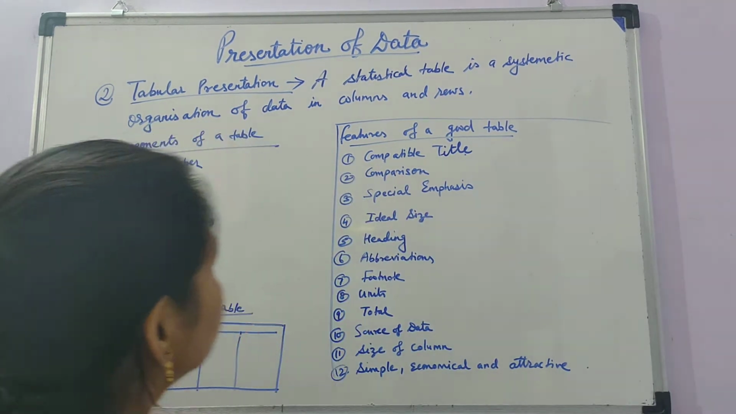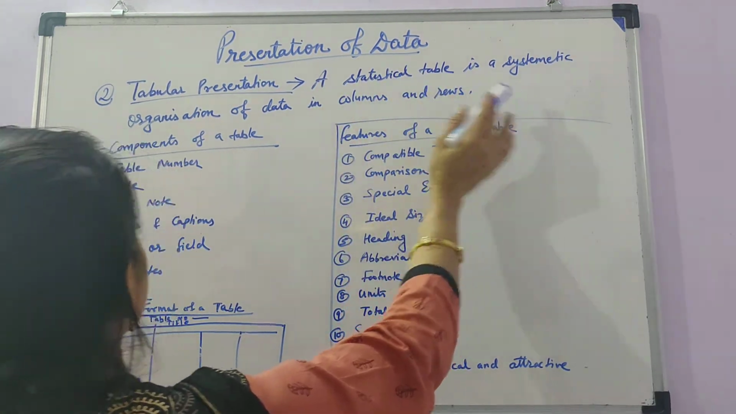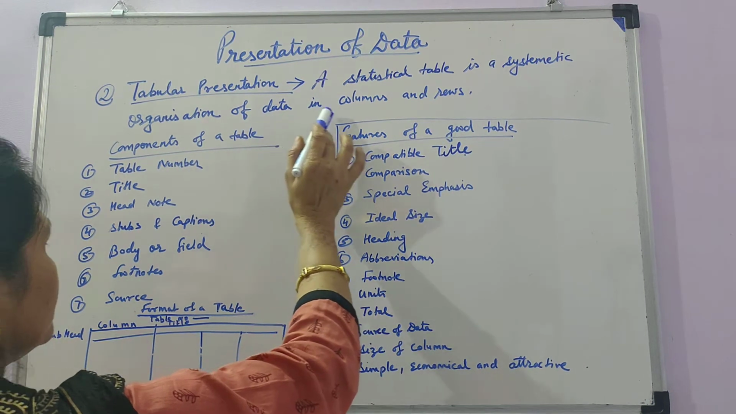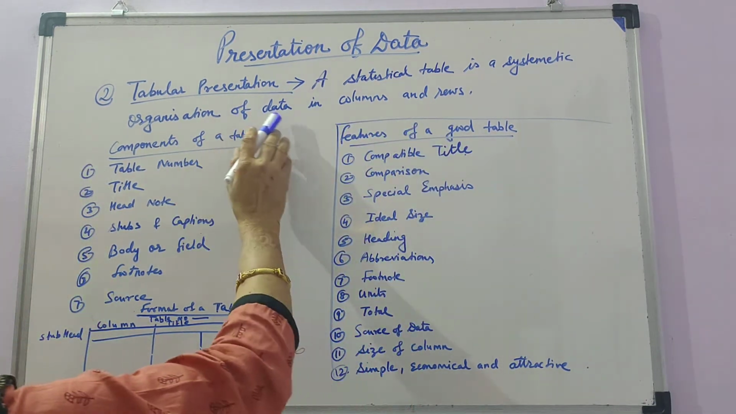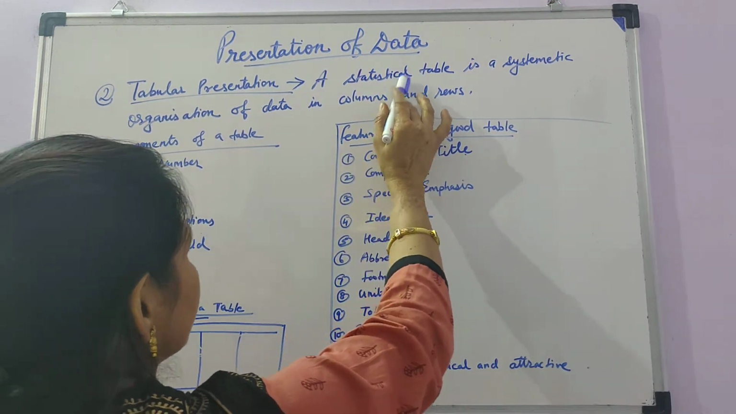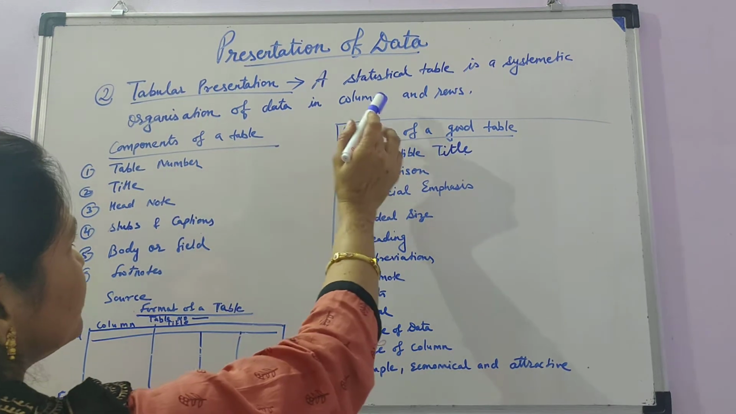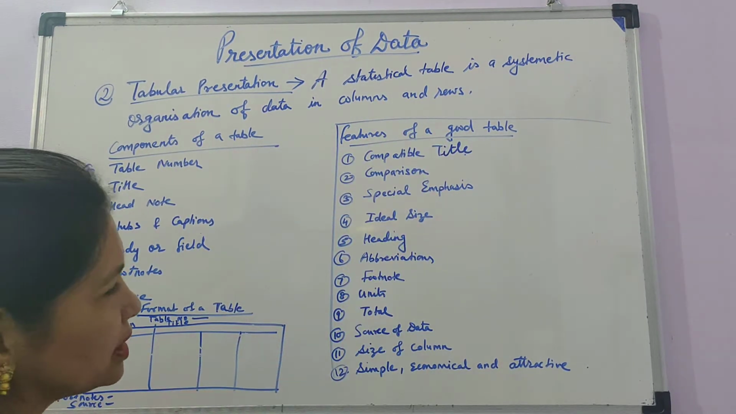Now what is tabular presentation? A statistical table is a systematic organization of data in columns and rows. Tabular presentation means when we are presenting our information, statistical data, in a table, and it is a systematic organization of data in rows and columns. Columns and rows are there.